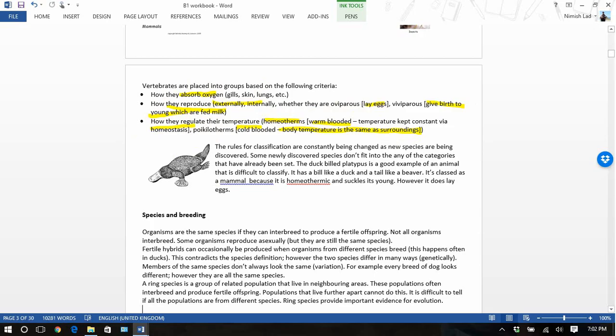So poikilotherms, essentially, they use their surroundings, they go in and out of the shade or the sun to get warmer or colder. So the rules for classification are constantly being changed as new species are being discovered, and some of these don't fit into the categories that we automatically set up.